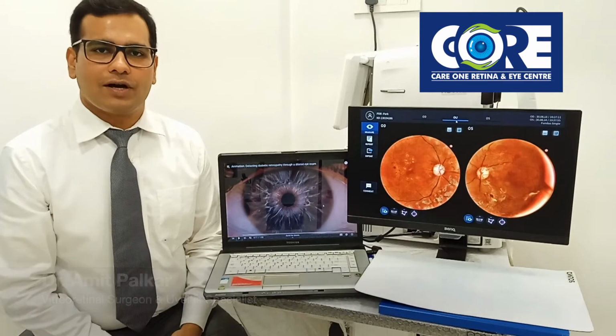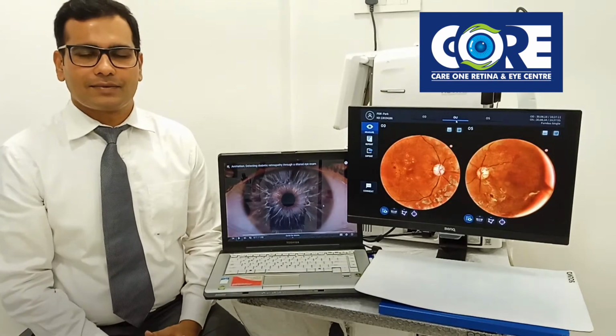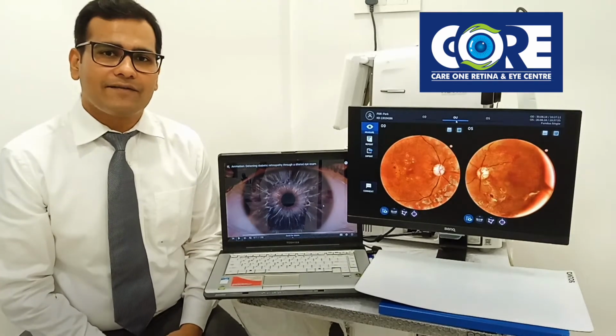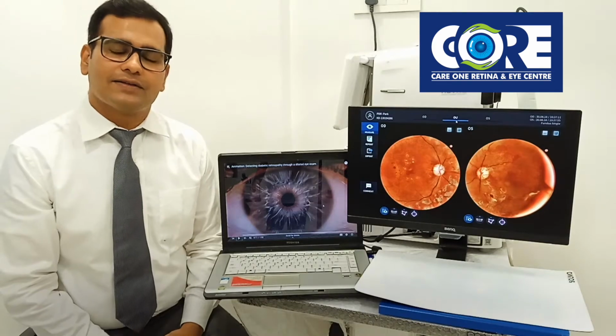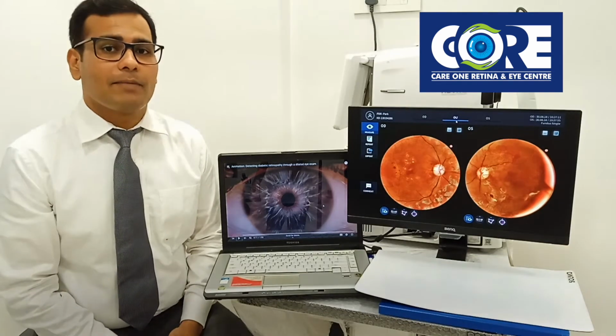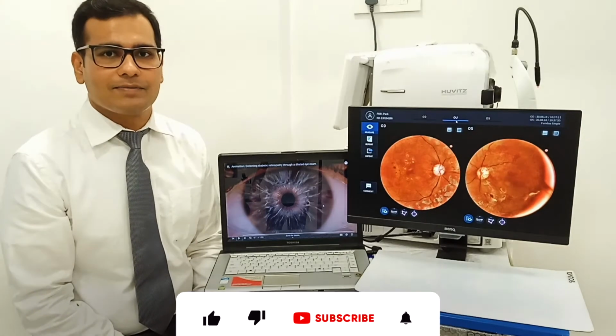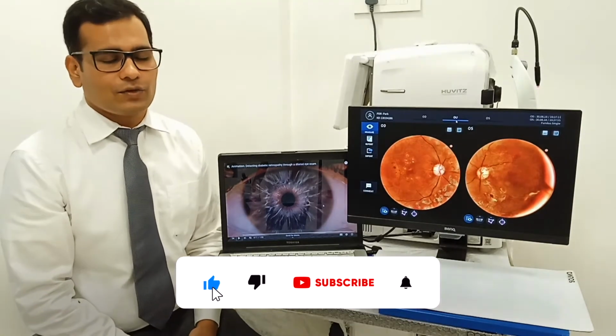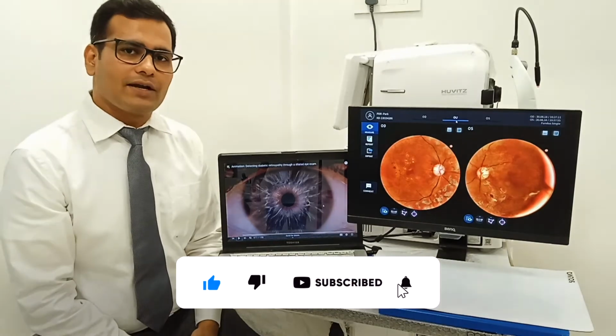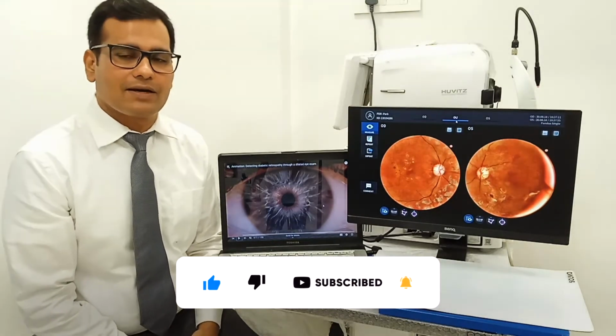Today we are going to talk about diabetic retinopathy. Did you know 1 in every 10 individuals in India is affected with diabetes mellitus and many more undiagnosed? In fact, India is the capital of diabetes mellitus. So, let's today understand how diabetes really affects our eyes.